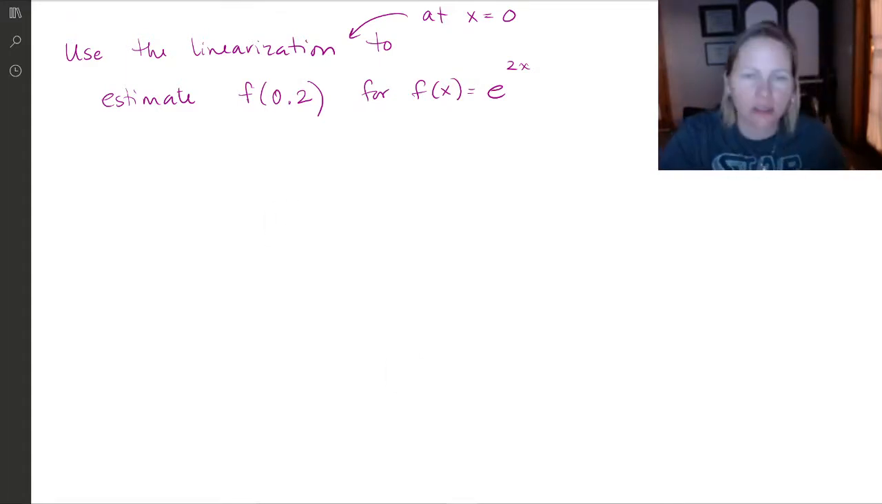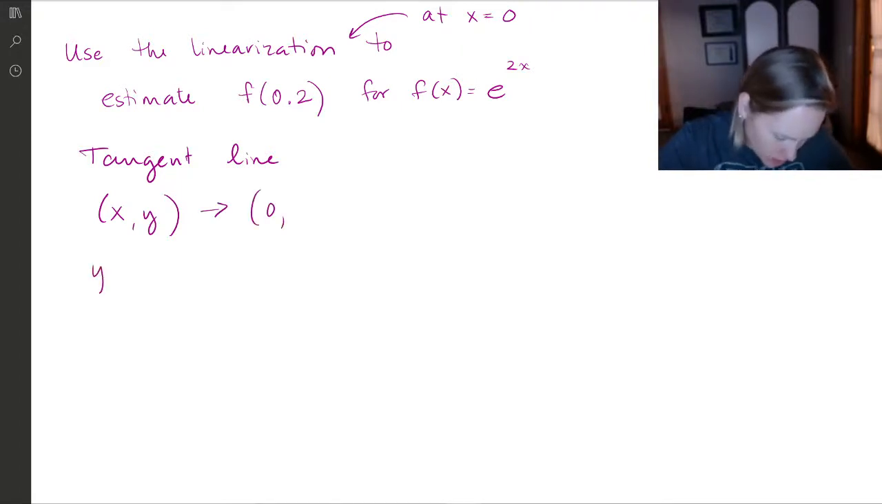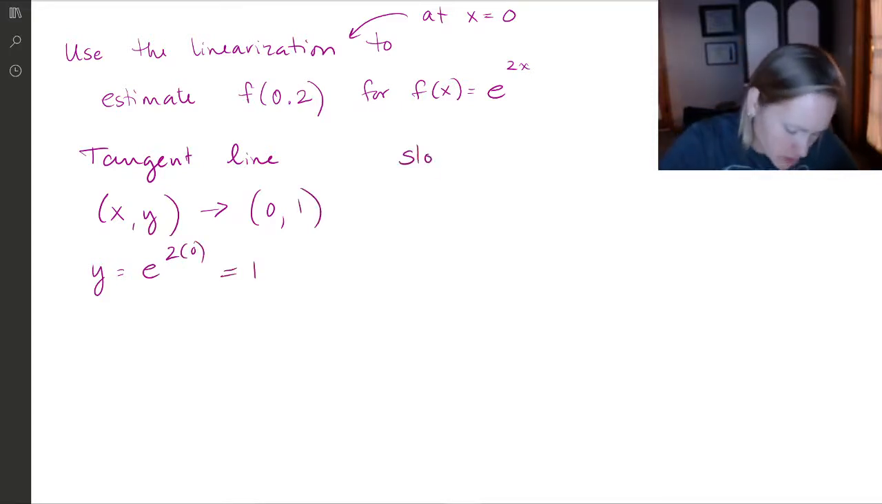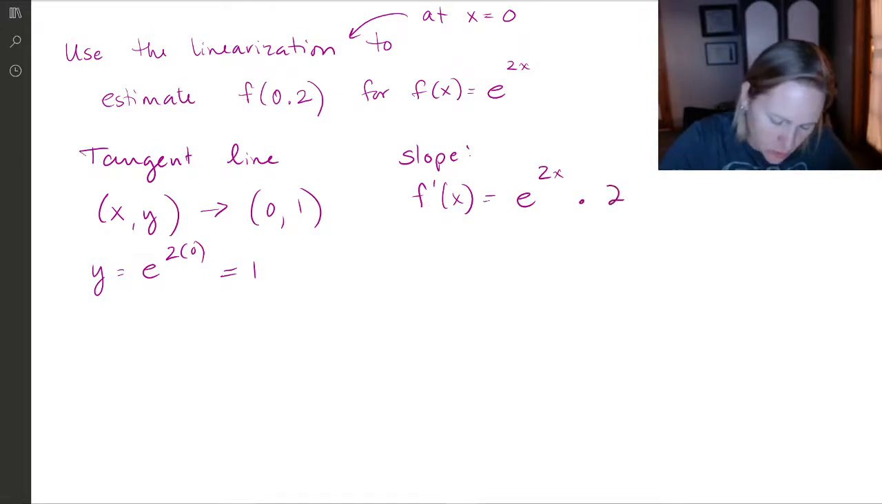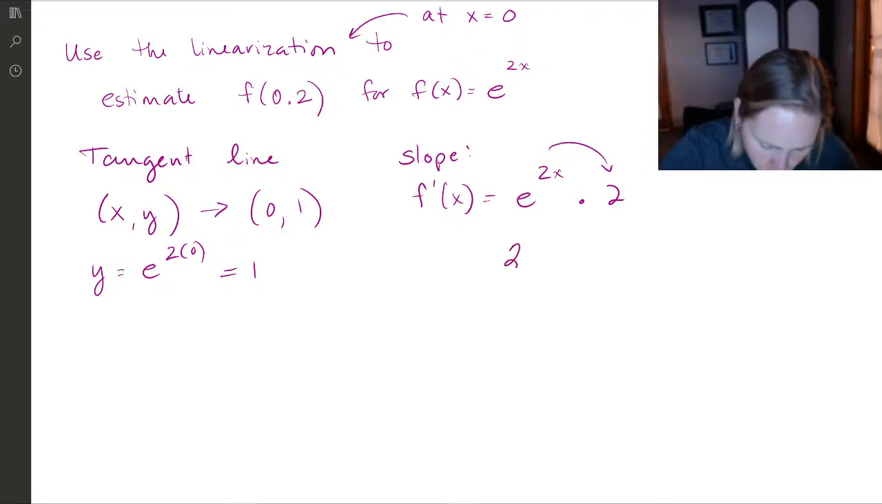So what we need to do is write the equation of the tangent line. We need a point, an x, y. That x is going to be 0, and then the y value is going to be e to the 2 times 0, which is 1. So my point is (0, 1). Now I need a slope. That's the derivative. So f prime of x is going to be e to the 2x times 2, because the chain rule says multiply by the derivative of that exponent. So f prime is 2e to the 2x.